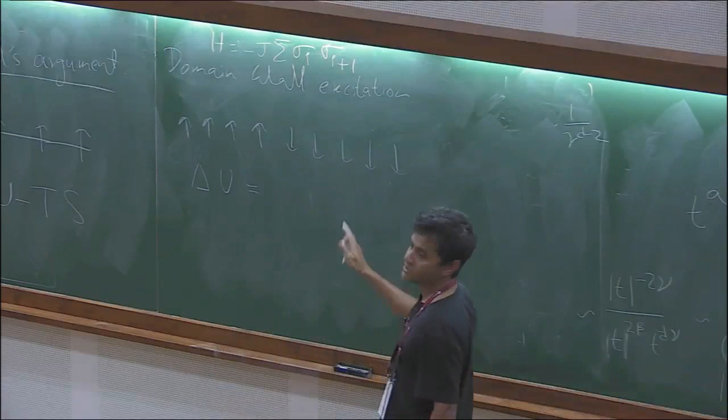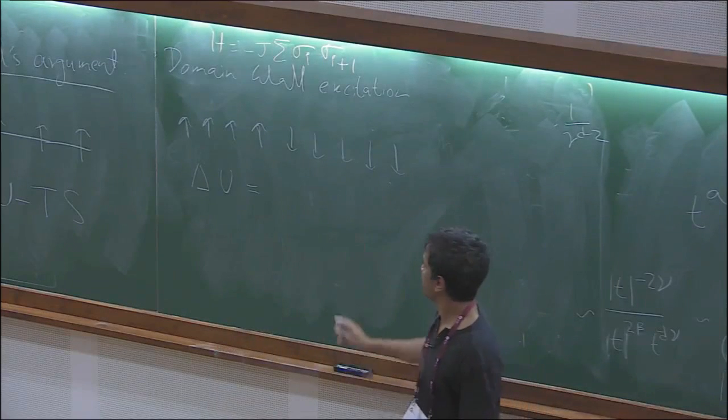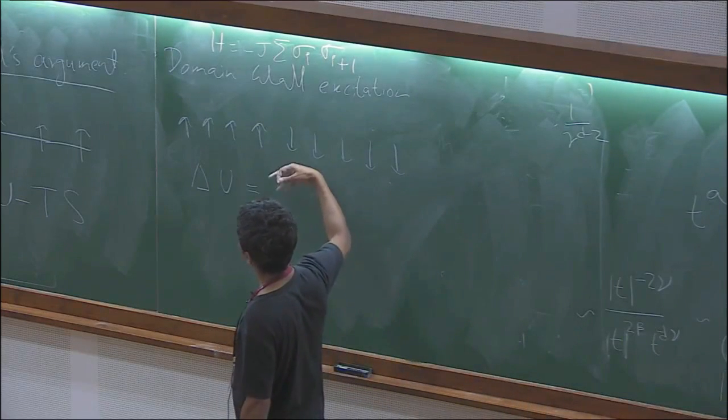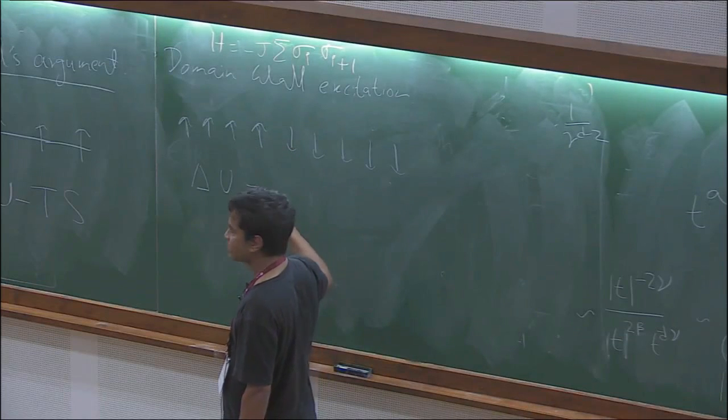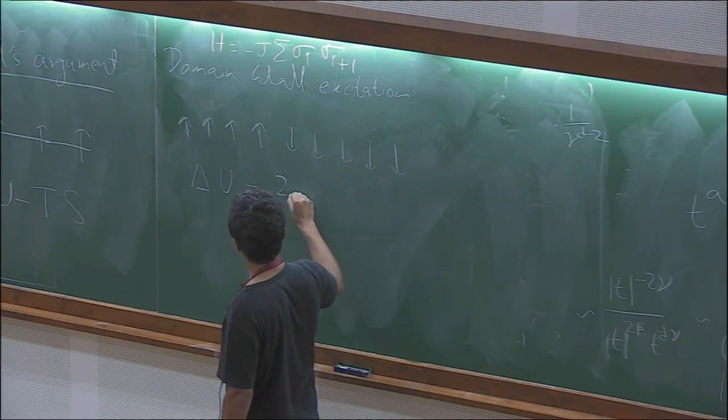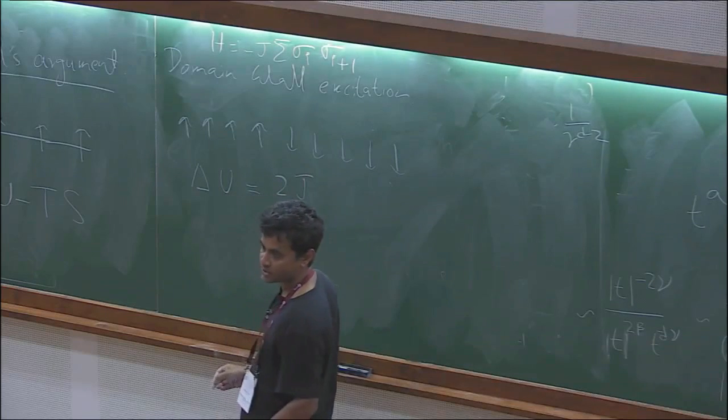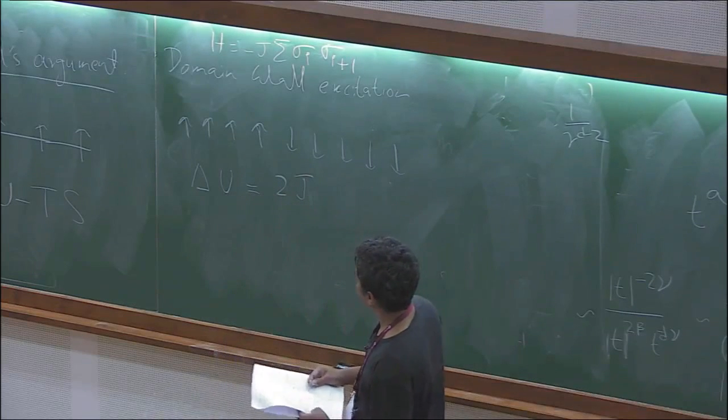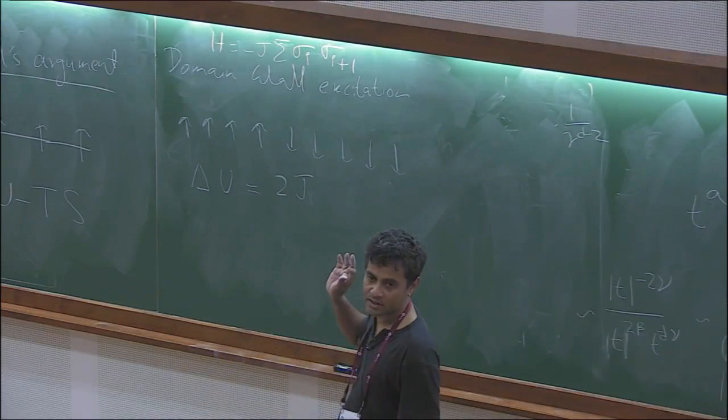Right, okay, so how much does this cost? So obviously the energy increases, right? So it must be 2J. It says 2J, I guess. And what is the entropy of this configuration?